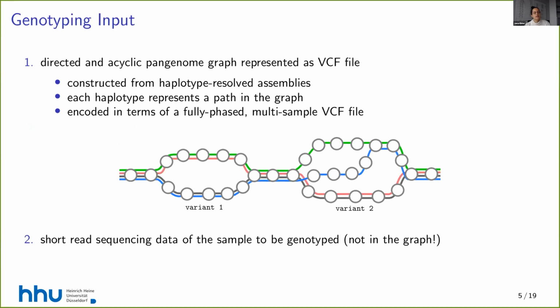The input to the method is a directed and acyclic pan-genome graph representation, which we construct from haplotype-resolved assemblies. So we have this graph, as it's shown here in this example, where the variants are represented in terms of bubbles in the graph. And each haplotype is represented as a path through the graph, here indicated by the different colors. For simplicity, we encode this graph structure in terms of a fully phased multi-sample VCF file, which is given as an input to PanGenie. The second input is short-read sequencing data of the sample that we would like to genotype. And obviously, that sample is not part of the graph. I mean, the haplotypes of that sample, we don't know yet.